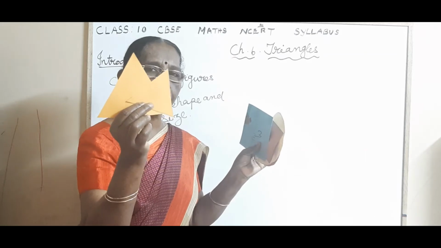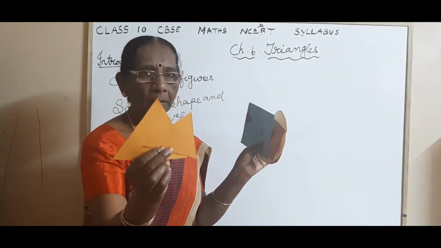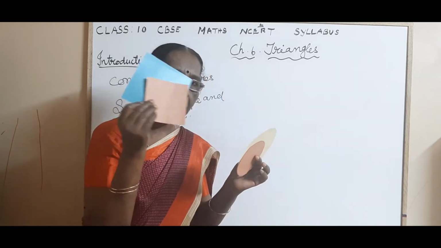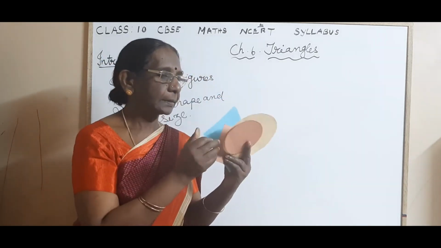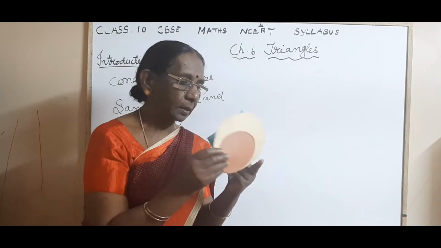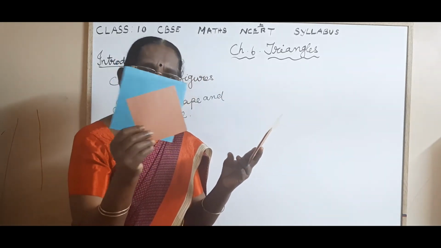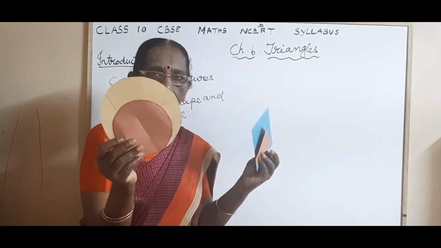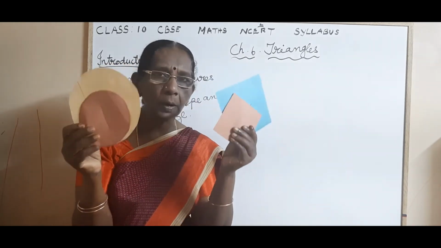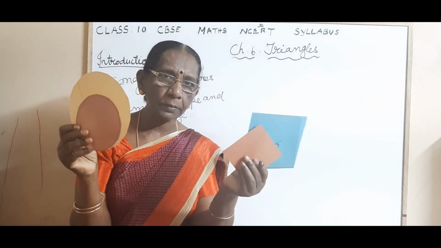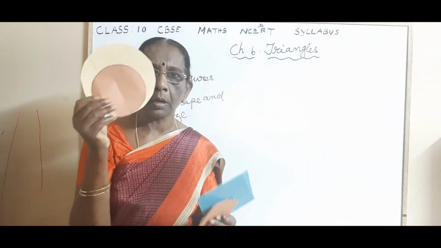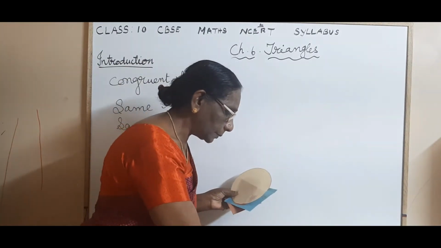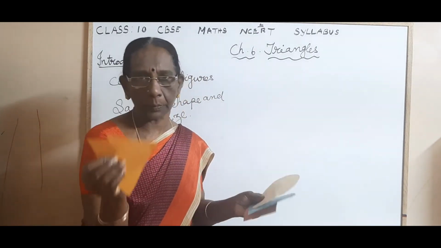Okay. So these two equilateral triangles are similar. In the same way, these two circles are similar. In the same way, these two squares are similar. And these two circles are similar. Okay, you understood? But what's the difference? One square is big, one square is small. One circle is big, one circle is small. One equilateral triangle is big, the other one is small.